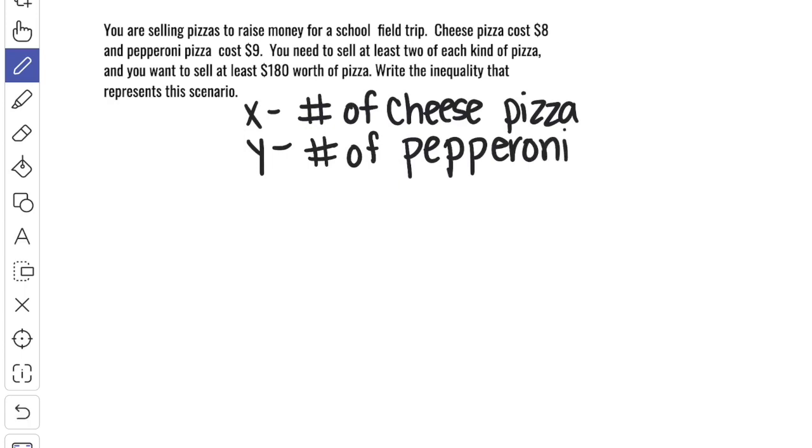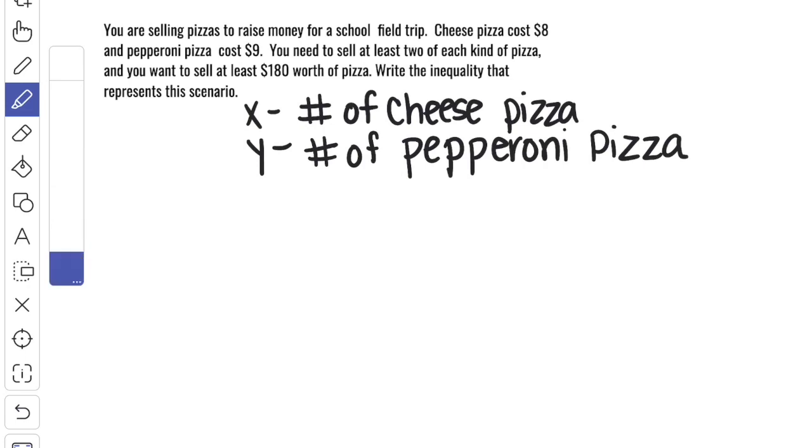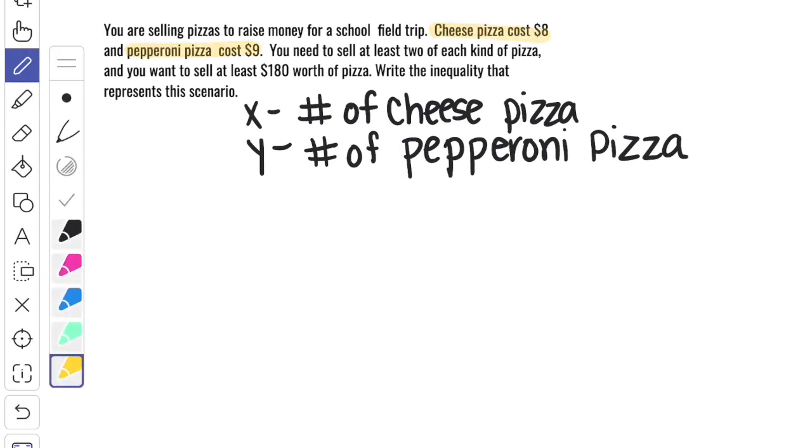Now, the next thing I'm going to do is skim back through my problem and highlight some key things here. So I have the key phrase that cheese pizzas cost $8, pepperoni pizzas cost $9. The other thing I want to look at is it says that they want to sell at least. Remember, at least means the same thing as greater than or equal to. So that's going to be a big deal. And they want to sell 2 kinds of that pizza.